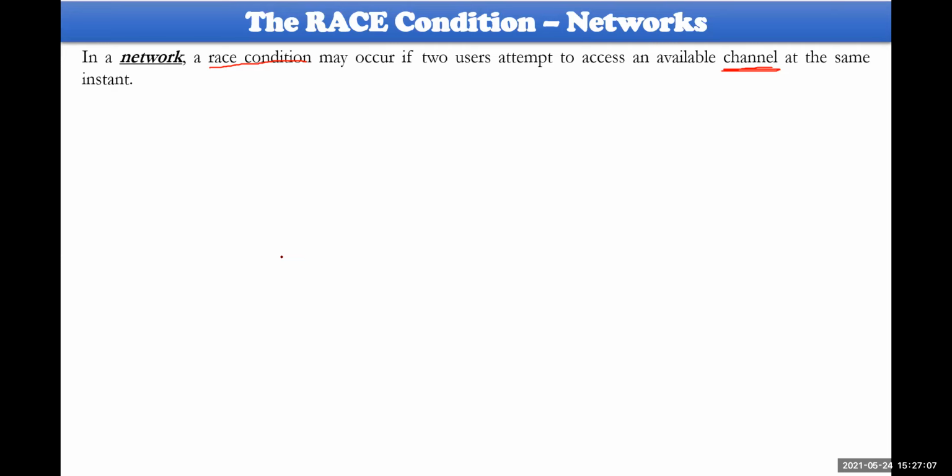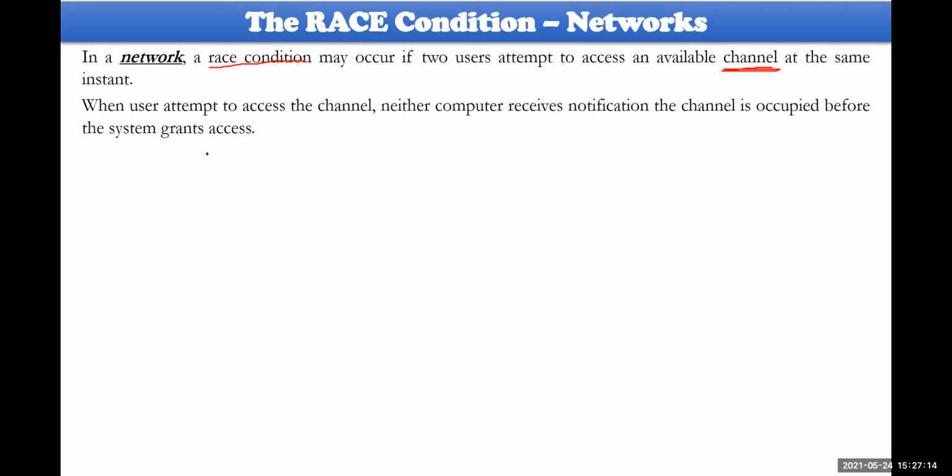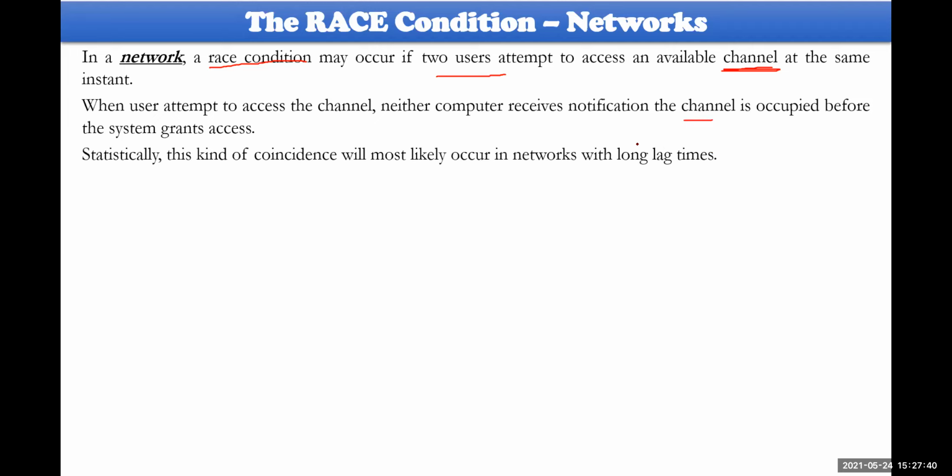Then where exactly will the race condition exist in networks? While doing this kind of operation, no notification is received by the channel, and no information is received by either user. Neither of them has received any information. So they will be put into a hold position, and why the hold position occurs, we don't know.